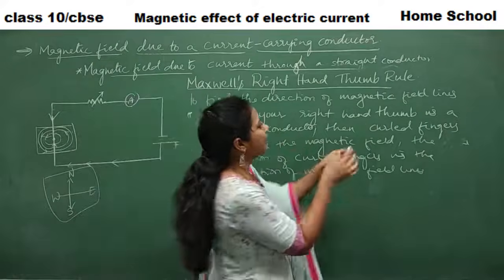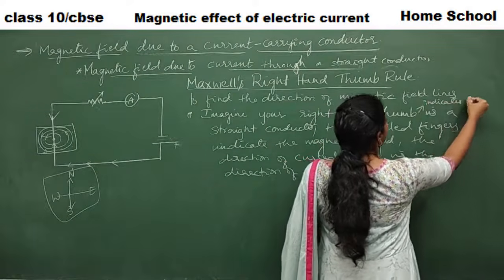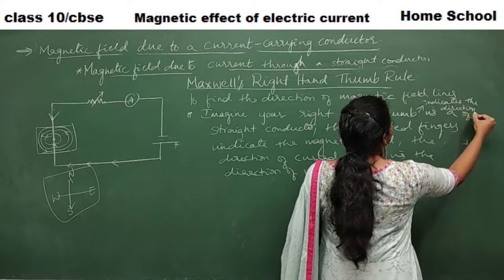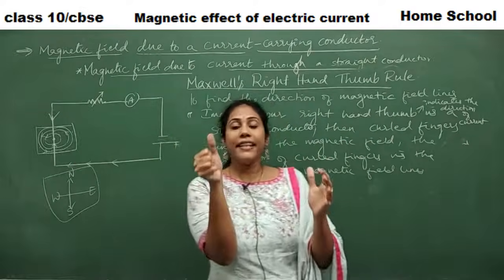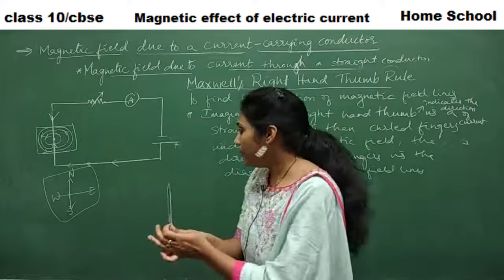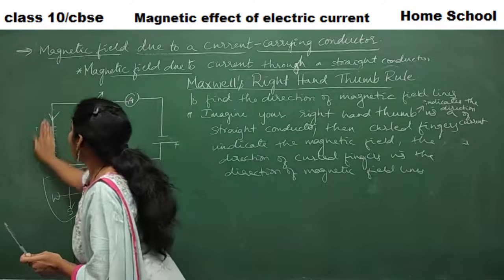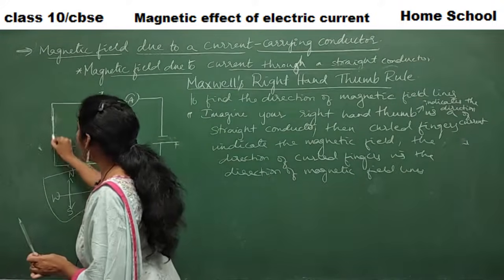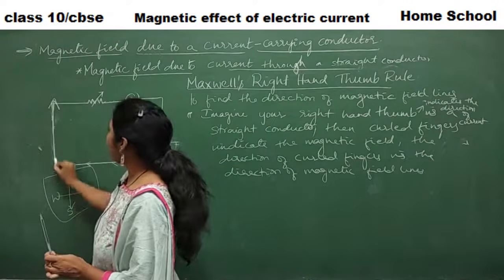Imagine your right hand thumb indicates the direction of current. Then the curled fingers indicate the direction of magnetic field lines. Let me explain to you. See here, in this circuit, current is flowing. So this is a straight conductor. Current is flowing in this direction, south to north.